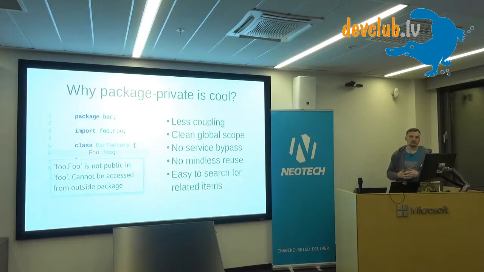No service bypass. The typical problem is when you have the repository pattern, and you should always use a repository from the appropriate service, and then call a service from another service. So if you have like a dog and cat service, and you have a dog repository, you cannot use the dog repository in the cat service. You should use the dog service in the cat service, and then in the cat service use the cat repository.